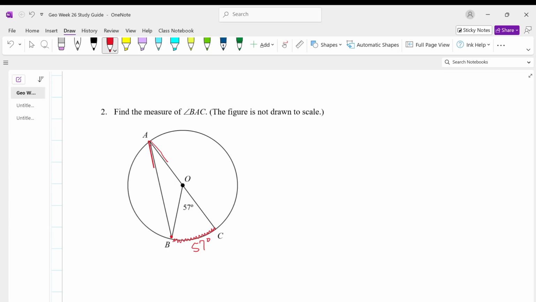So angle A down here is an inscribed angle, and it's equal to half of its intercepted arc. So the measure of angle BAC is equal to 1/2 of 57, which is 28.5 degrees.